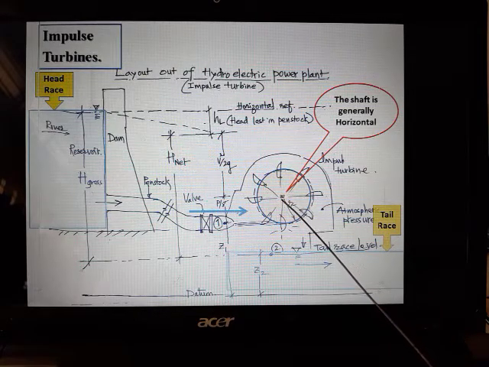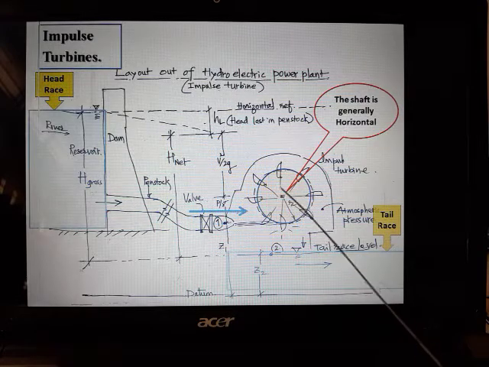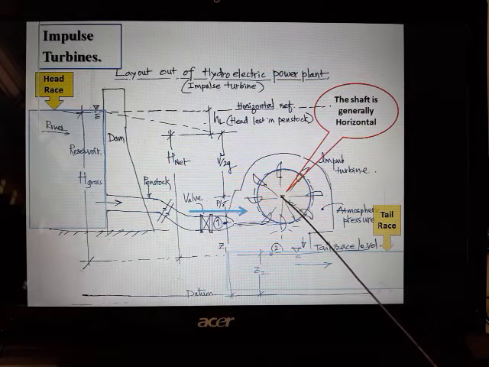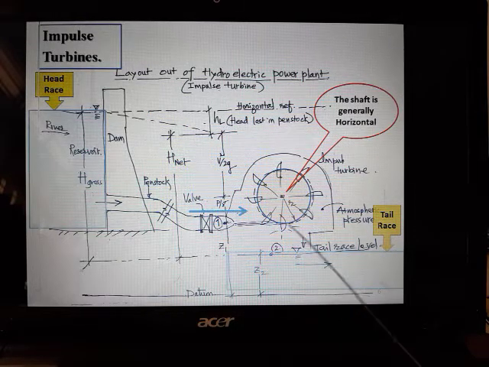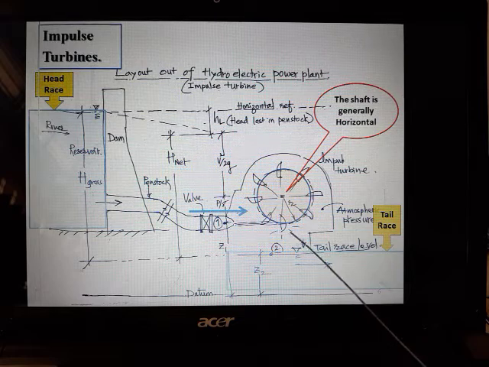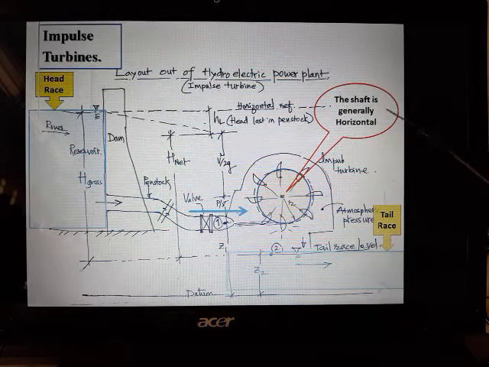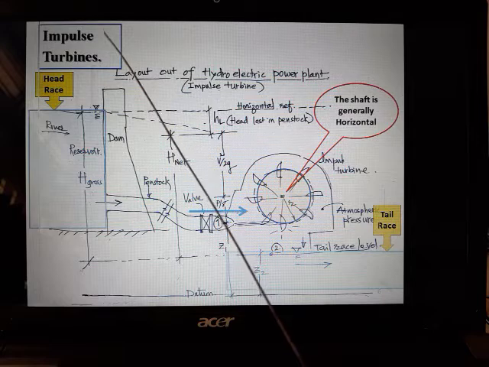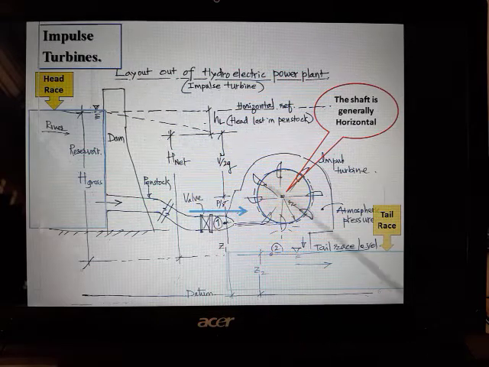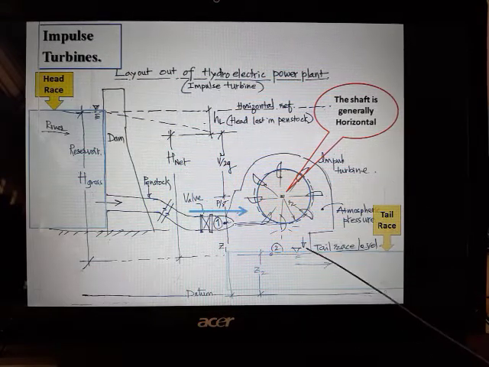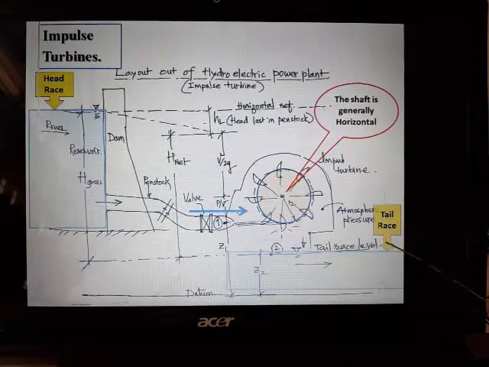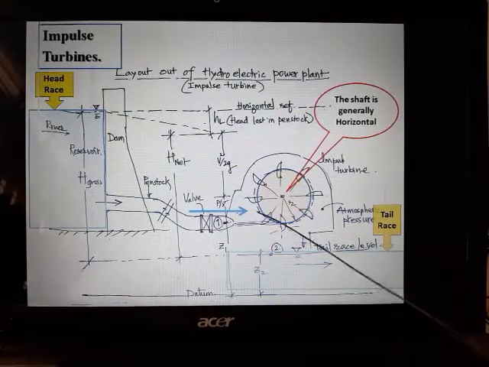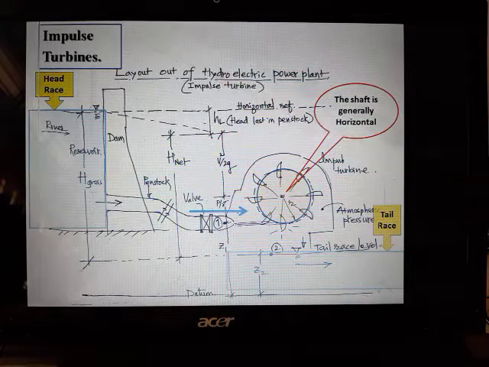The shaft of the runner is horizontal. If you can make out, it is perpendicular to the board. So here there are vanes, and once the jet hits, the rotation takes place. The shaft is generally horizontal in case of an impulse turbine. Again, after working on the wheels, whatever water level is reached at the outer side is known as tail race. So water enters in the form of a jet in case of an impulse turbine.